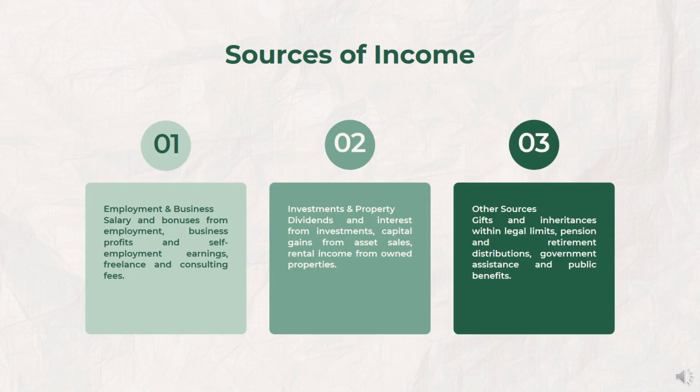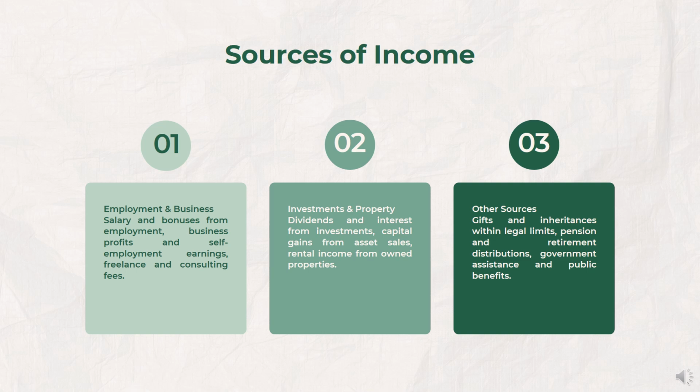Next one, sources of income. Income may come from different sources: employment and business, then investments and property, and other sources. For employment and business, examples are salary, business profit, freelancing, consultancy, self-employment. Second one, investments and property. For example, interest, dividends, capital gains, rental income. Then other sources, for example, pension, government benefits, certain gifts, family pension.